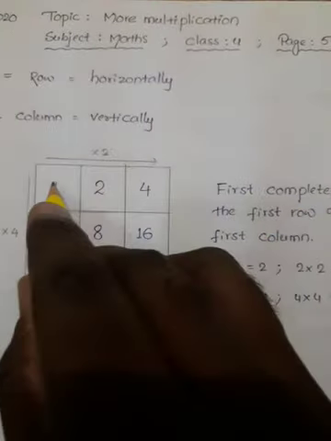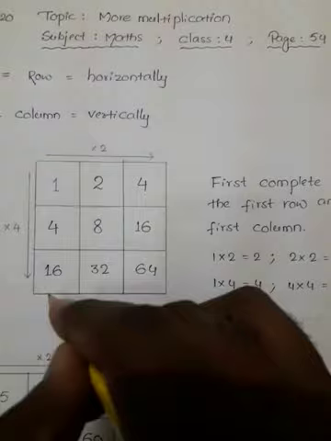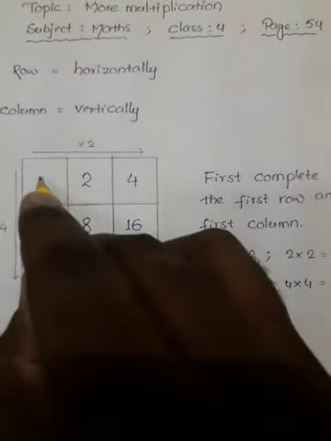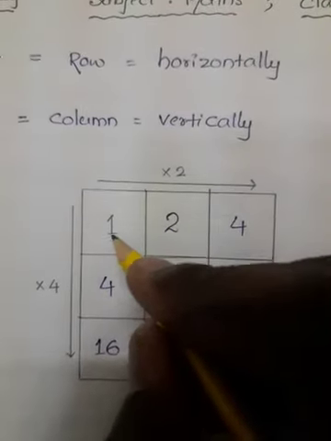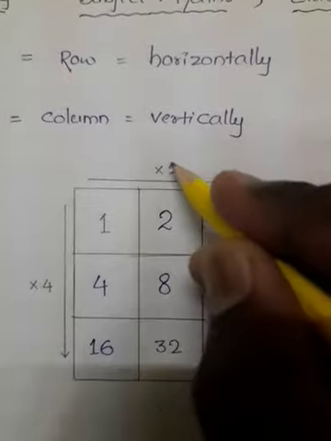Now, whenever you need to find these answers, first complete the first row, this is the first row, and this is the first column. So, every time, first complete the first row and first column. This is the first concept. Here the 1 is given to you, and the row is 2. So, 1 multiplied by 2, how much? 2, and 2 multiplied by 2 is 4.